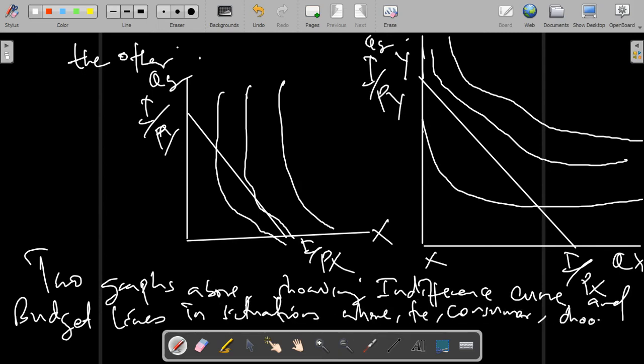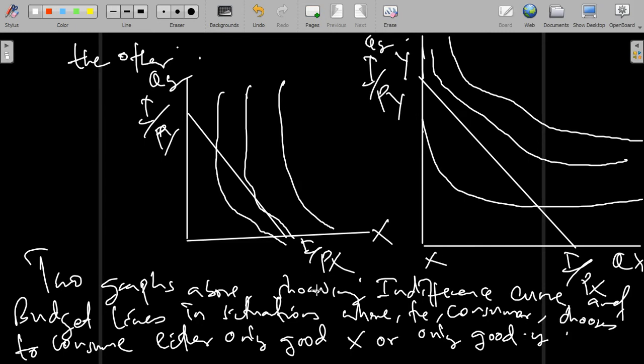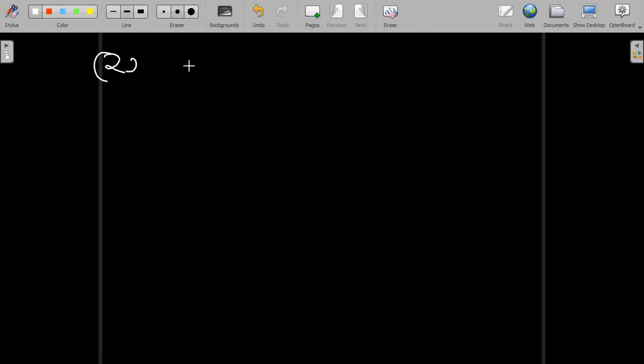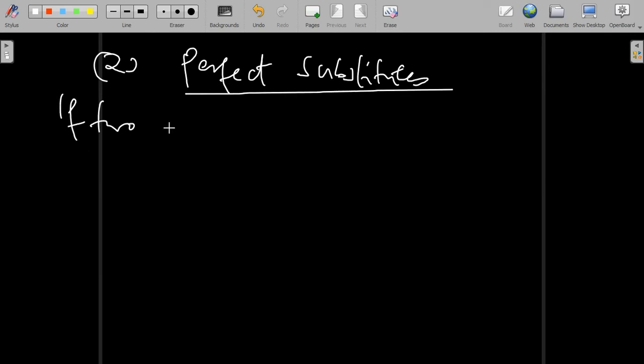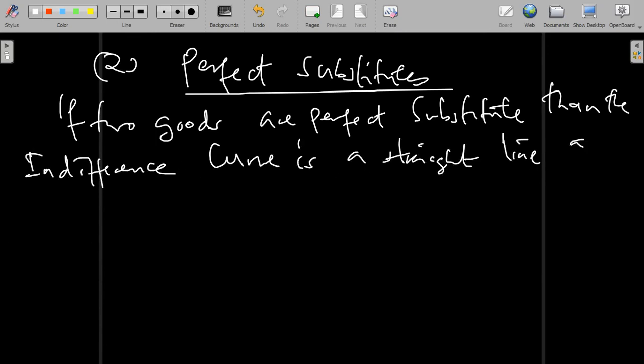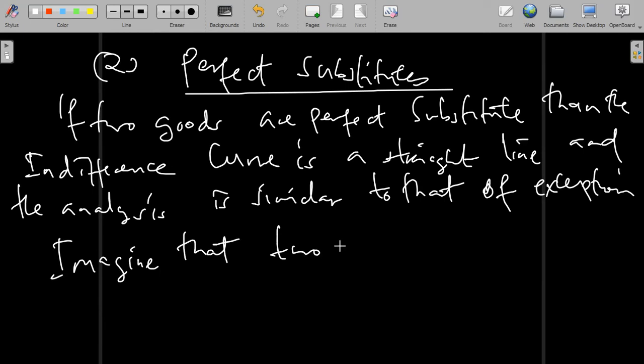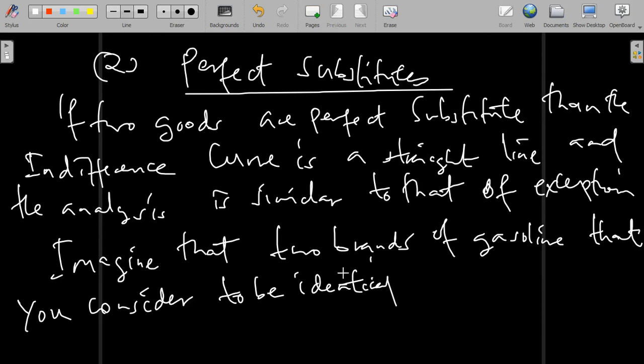Another exception to the optimization rule is perfect substitutes. When you speak about perfect substitutes, if two goods are perfect substitutes, then the indifference curve is a straight line, and the analysis is similar to that of exceptions. You can imagine two brands of gasoline that you consider to be identical. If the two brands have different prices, you only consume the cheaper brand, all else being equal.